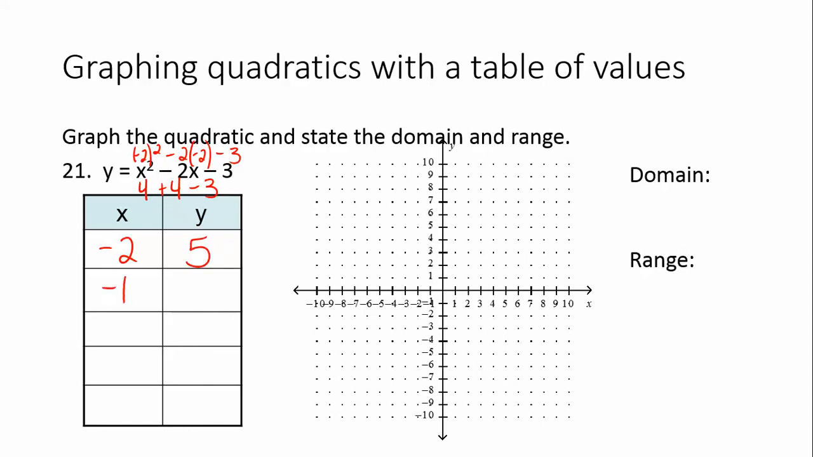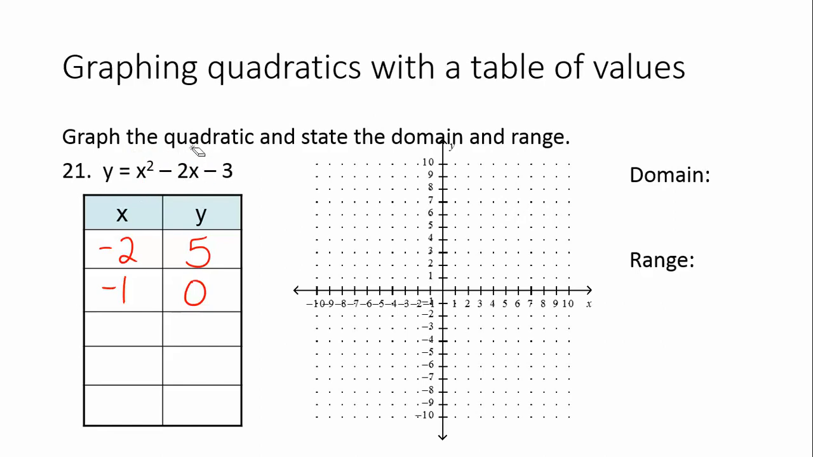Let's pick -1. If I plug in a -1, I'm squaring -1, minus 2 times -1, minus 3. So -1 squared is 1, minus, excuse me, 2 times -1 is -2. So minus a -2 is actually +2, and then minus 3. So 1 plus 2 is 3, minus 3 is 0.